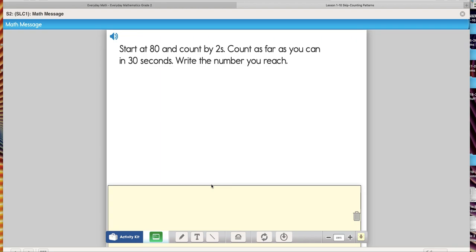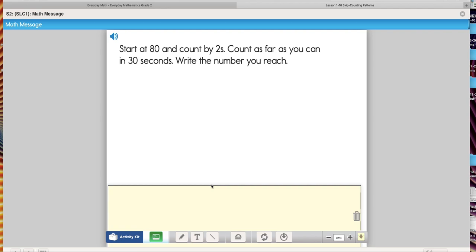You started at 80. You counted by twos. How far did you get? Alina, how far did you get? 124. 124. Woo, fantastic. Did anybody get farther than 124? Jamie, you got farther than 124? You got 102? Okay, but who counted more than 124? Where did you count to, Levi? 135.